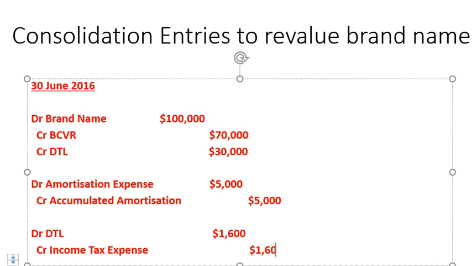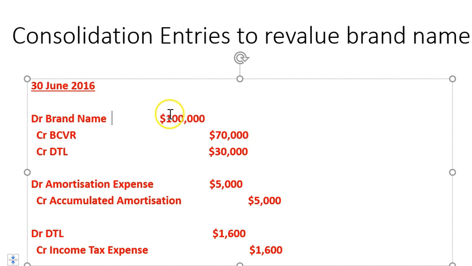So the reason we do this is because the subsidiary will not be recognizing any amortization expense at all for this brand name. So by recognizing this $5,000, we'll be reducing the profit by $5,000, which means we'll have to pay less tax. We'll be paying $1,600 less tax, and so that means we need to reduce our income tax expense by $1,600.